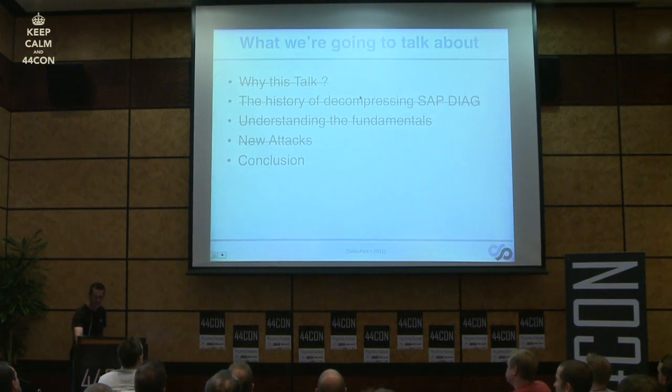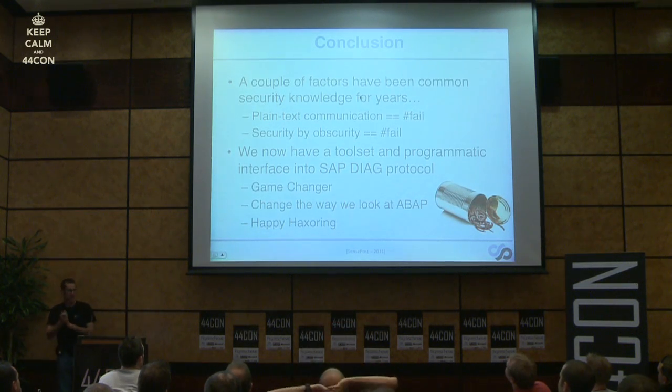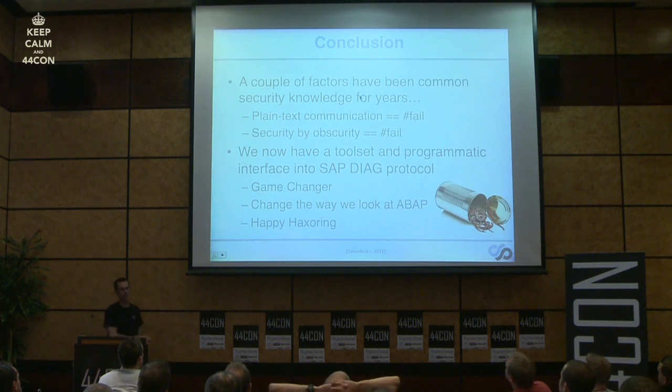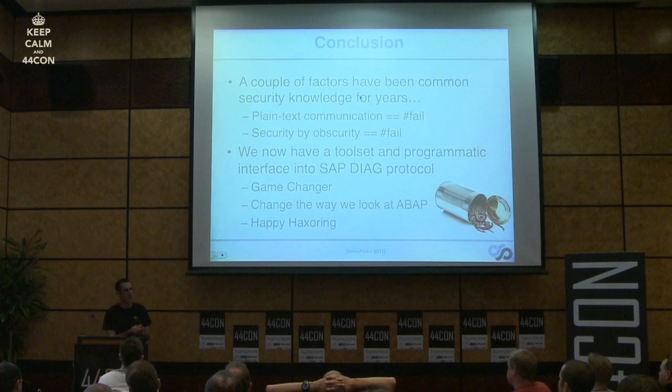Right, so let's just bring it all together. We've known a couple of things for a while. We've known that plain text communication, even if it is obfuscated in some way, is a failure. We know that security by obscurity is really, really bad. And the thing is, we've now actually got a tool set with which we can have a look. We've also got a programmatic interface where we can actually start poking at the SAP DIAG protocol.